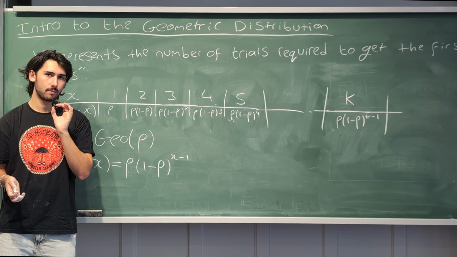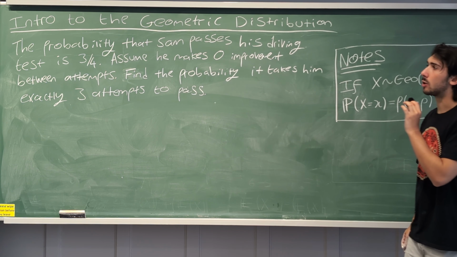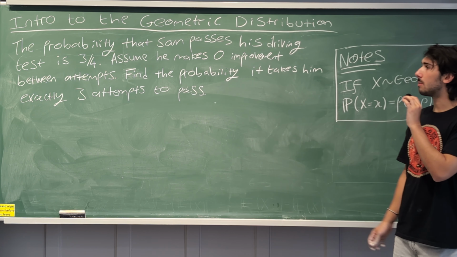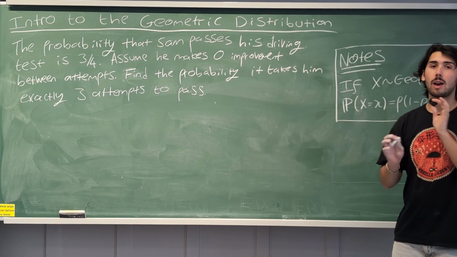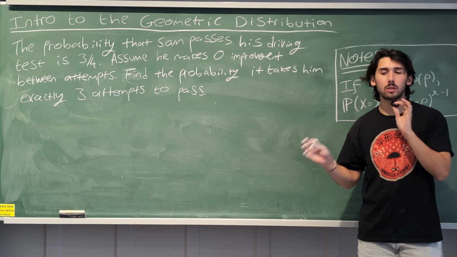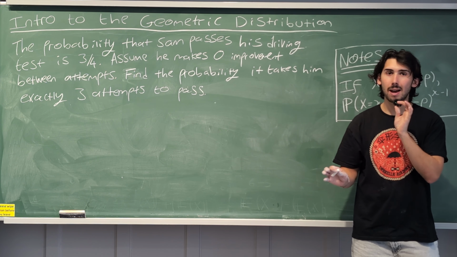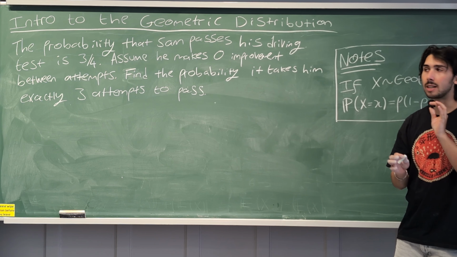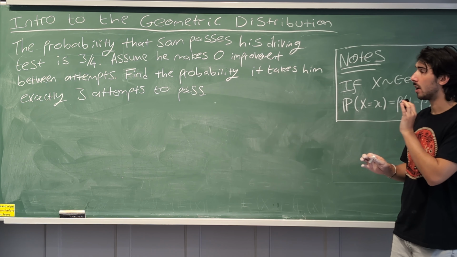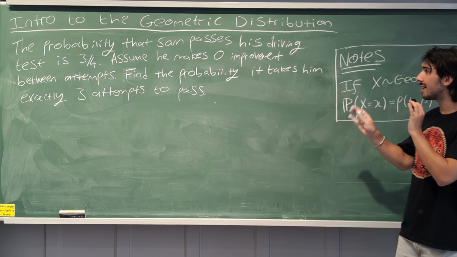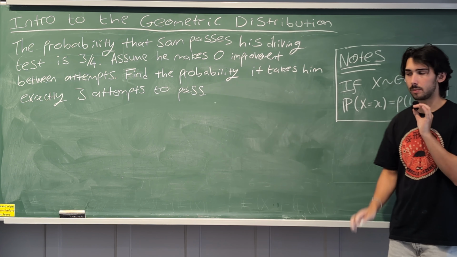Okay guys, so the probability that Sam passes his driving test is 3 out of 4. Assume that he makes 0 improvement between attempts. That means that even though he could be taking lots and lots of driving tests, he doesn't make any improvement, he doesn't get any better, and his likelihood of passing doesn't change between driving test attempts. The question is to find the probability that it takes him exactly 3 attempts to pass.